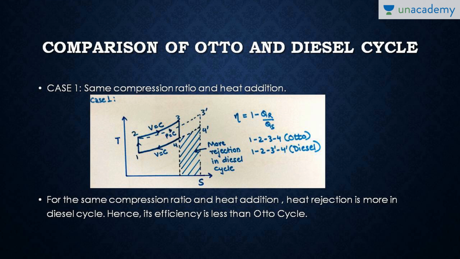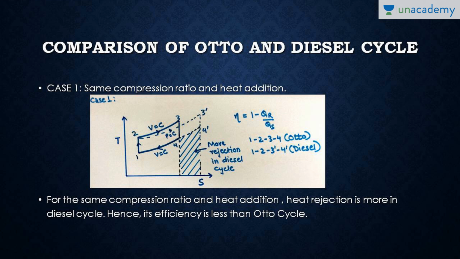We will see this with the TS diagram. We will draw both these cycles on the TS diagram and see the comparison. Now 1, 2, 3, 4 is a simple Otto cycle. 1 to 2 is adiabatic compression. 2 to 3 is constant volume heat addition. 3 to 4 is reversible adiabatic expansion. 4 to 1 is constant volume heat rejection. So 1, 2, 3, 4 is an Otto cycle.